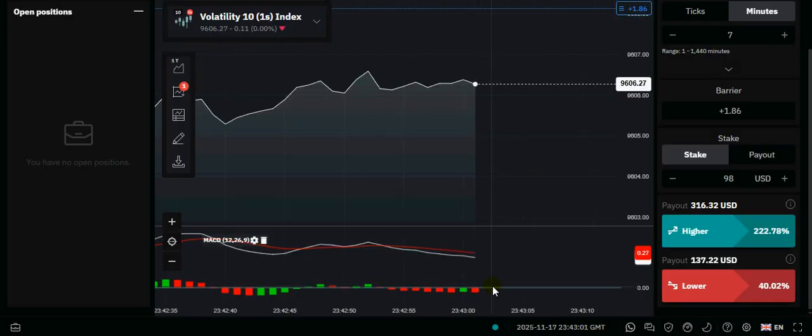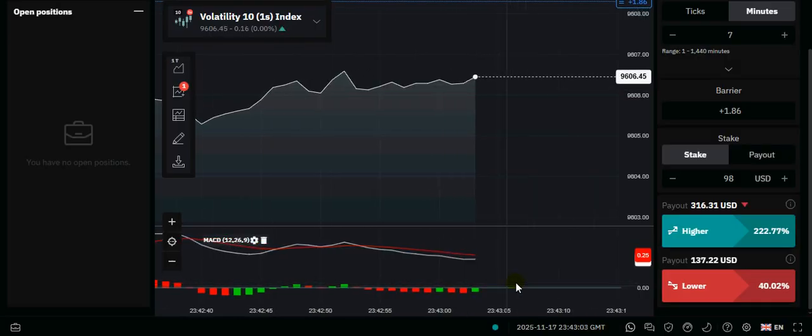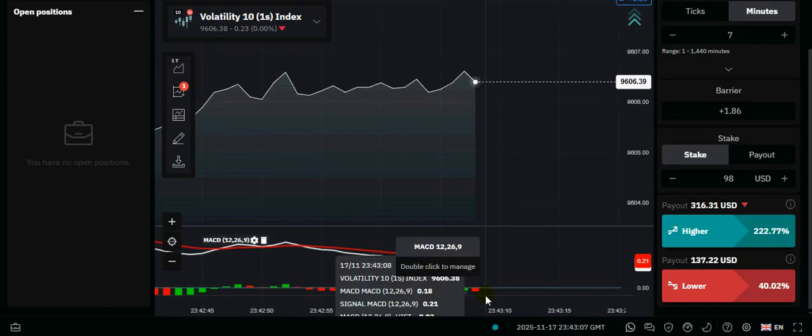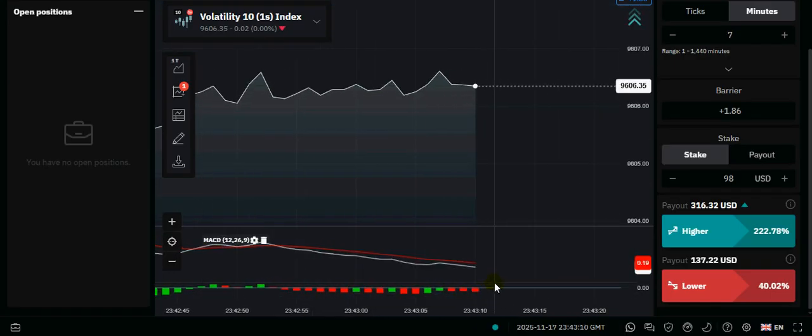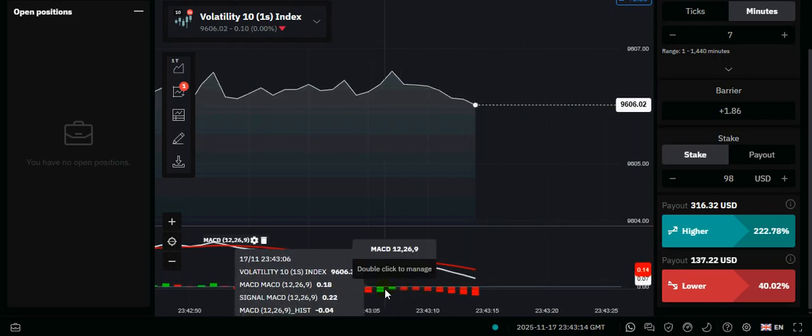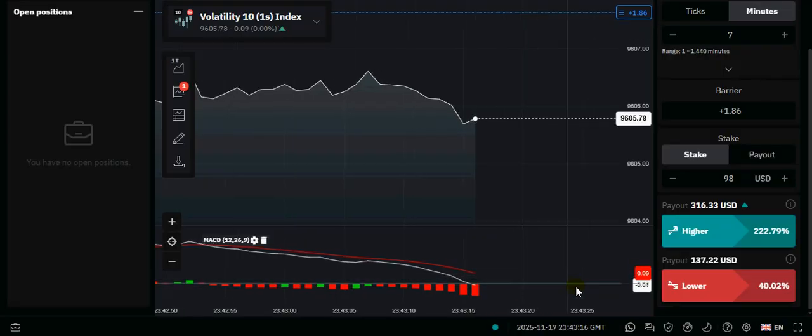There are 4 green candles right on top of the line, and they have to be thick green. You can see there's the line here, and the candles are below here. It has to be right above it, right on top of this line, and it has to be 4 thick candles before you click on lower. So remember, we're trading the lower.